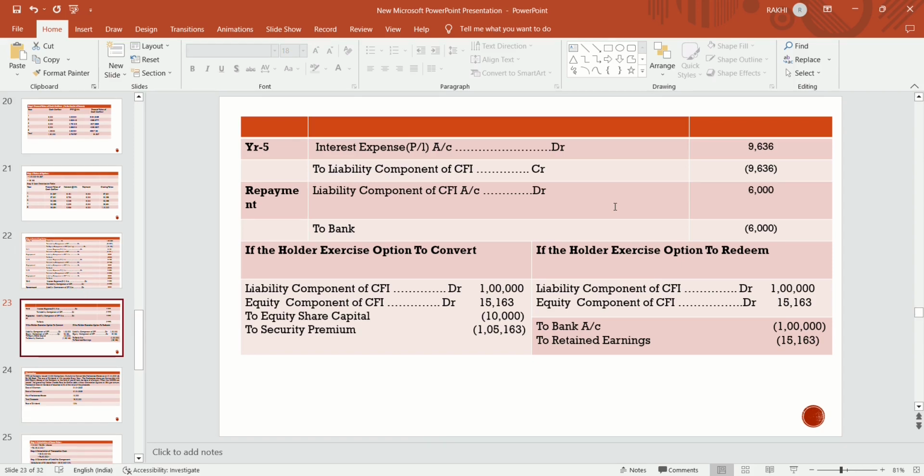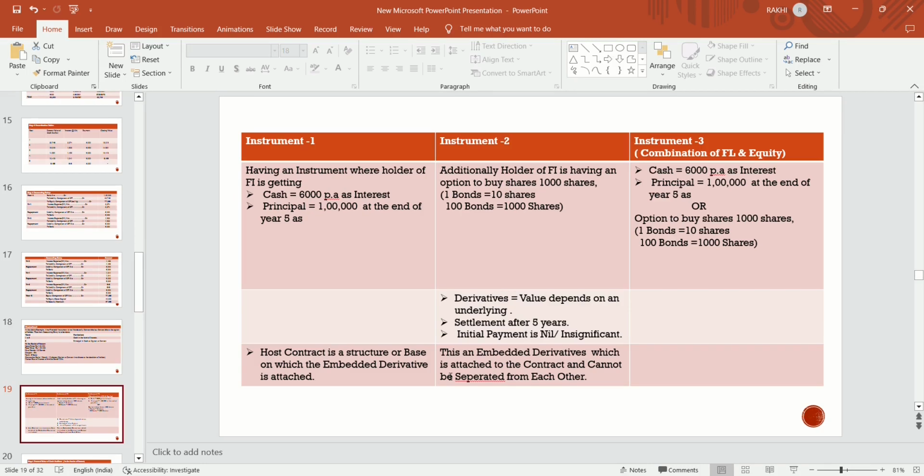But if they opt to convert, then that amount is to be converted into shares, and the remaining amount is to be transferred to securities premium. In this way, the accounting entry is to be done if the holder opts to convert or redeem. Now instrument 1.